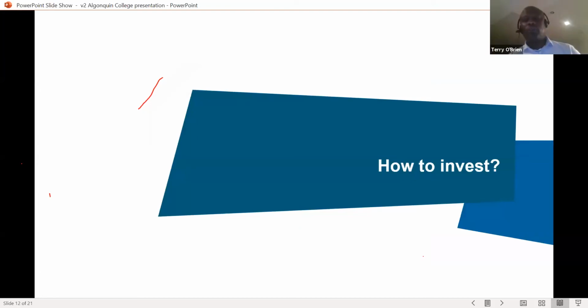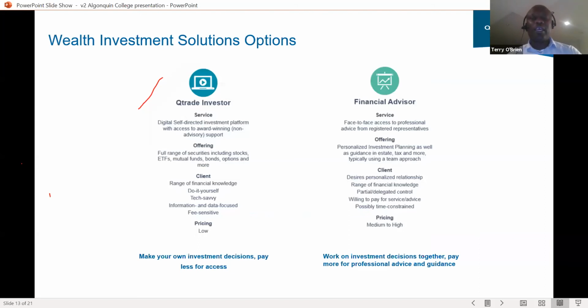So how to invest? We're going to look at 2 ways that most people invest, either through a financial advisor or through an online brokerage. We'll look at financial advisors first, since probably most of you invest through a financial advisor, through your bank or through an independent broker.